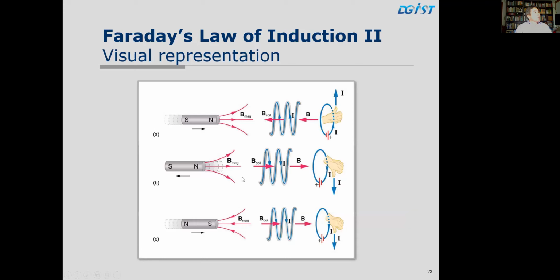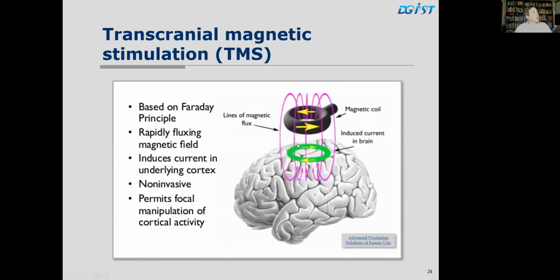So here's a visual representation. If we have a magnetic field, we have a coil, and we move the coil this way, then we'll get a certain current in one direction. If we move the coil the other way, we'll get the current going in another direction. So basically moving a magnetic field. So transcranial magnetic stimulation is essentially this Faraday principle.